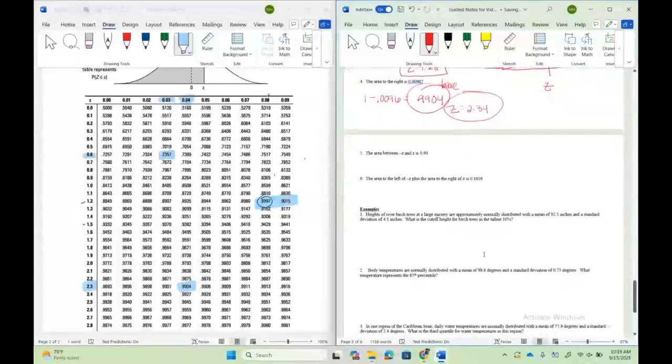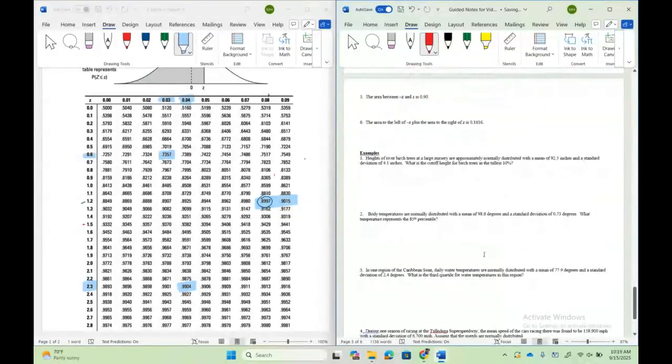All right, for the next example, we have a z-score between negative z and positive z, and the area between them is 0.90. Okay, so to find the remaining area, that's 0.10. So 0.10 is going to be this area plus this area.